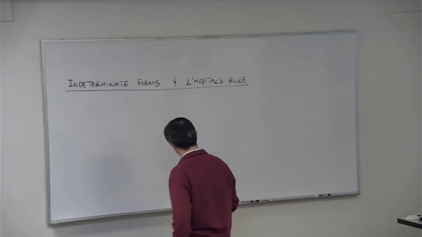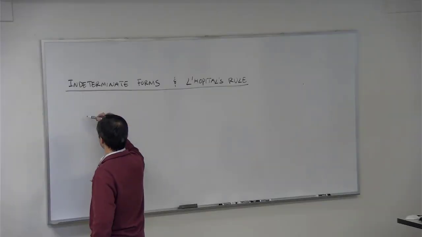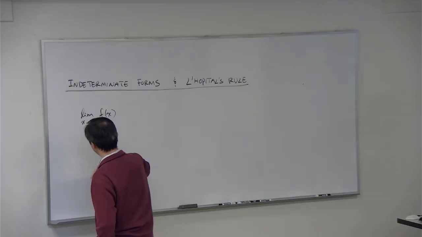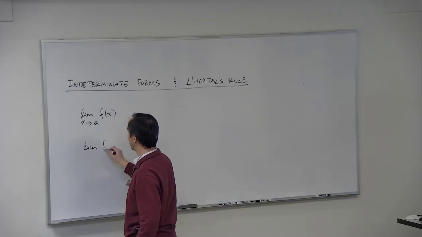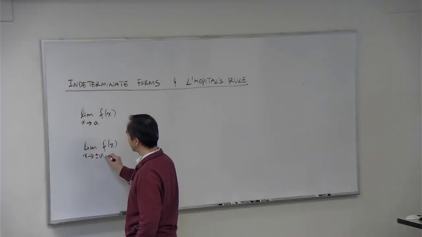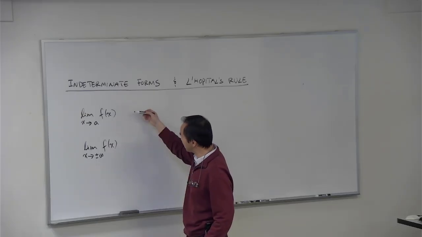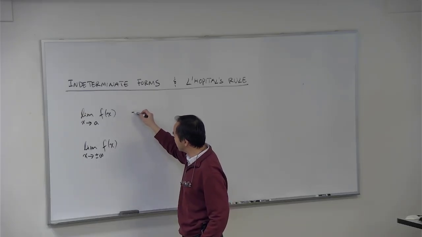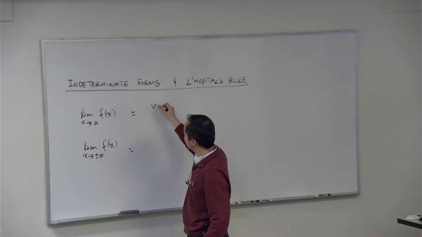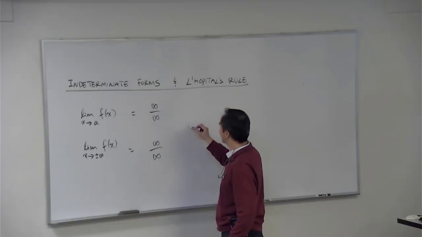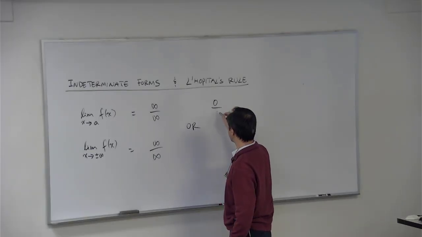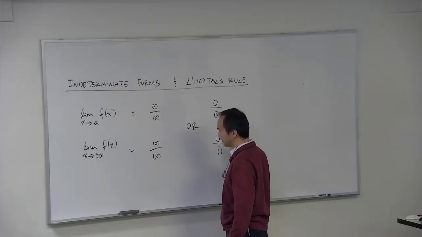A lot of times when you're taking the limits of a function, with the limit point going to a specific value, or it can be limits at infinity. Anytime you're taking these kinds of limits, you may run into a limit like infinity over infinity, or you may run into 0 over 0.